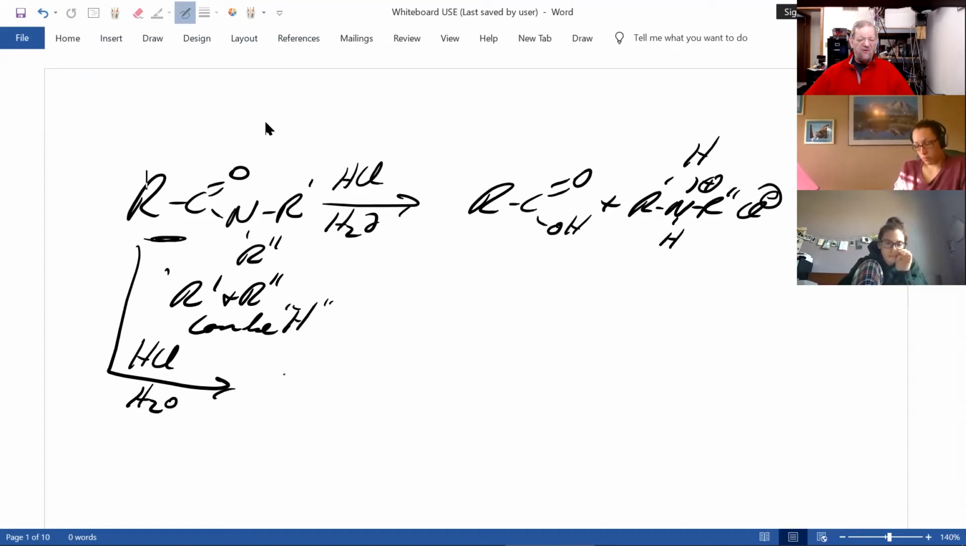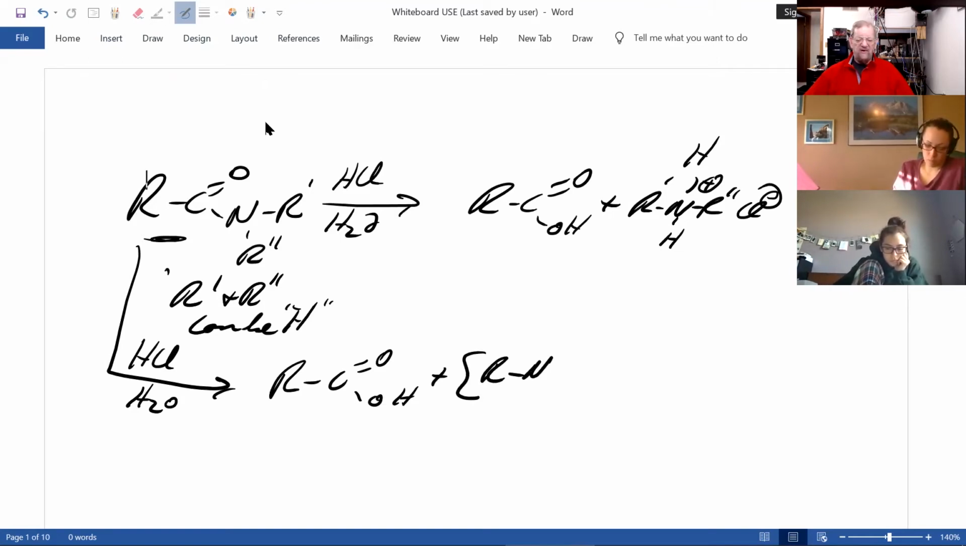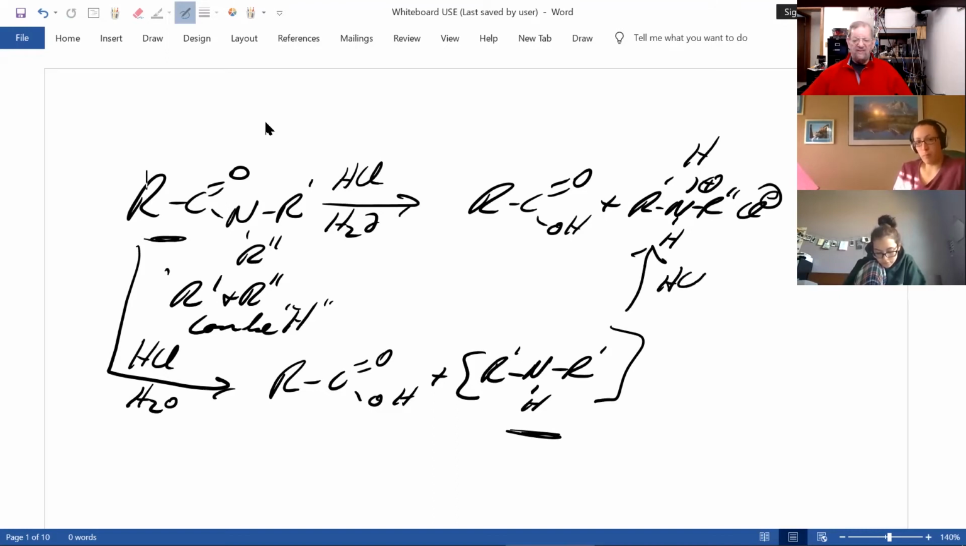When you add acid and water, you'll get acid hydrolysis. You'll get back the carboxylic acid plus the amine you would have used to make that amide. But if you notice, I'm putting it in brackets, this amine. Why? Because you can't isolate it. In the presence of acid and water, as I talked about earlier today, you take an amine, you'll make the amine salt.